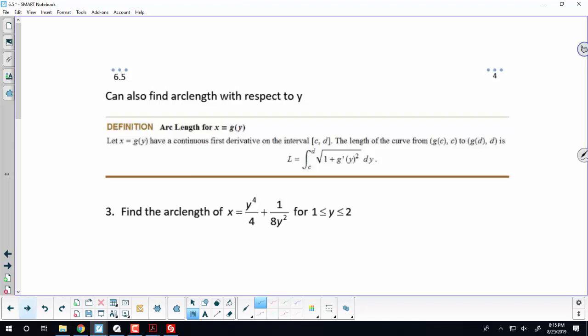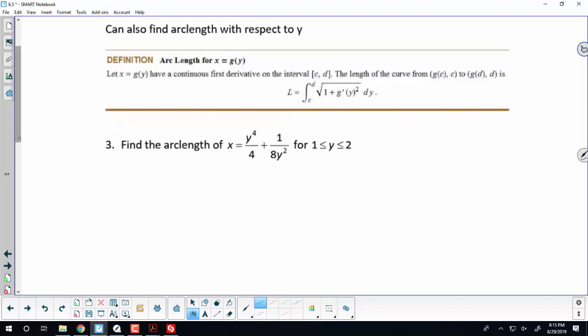Okay. We can also do this with respect to y. You note the similar pattern here. Some function of y, derivative squared. So we can look at that here in example 3.